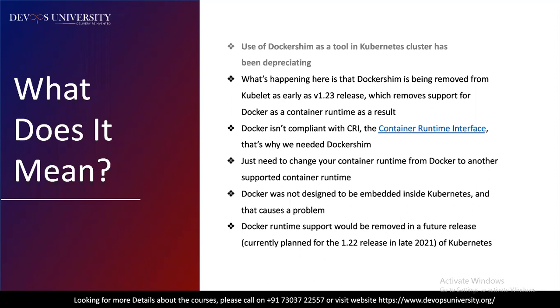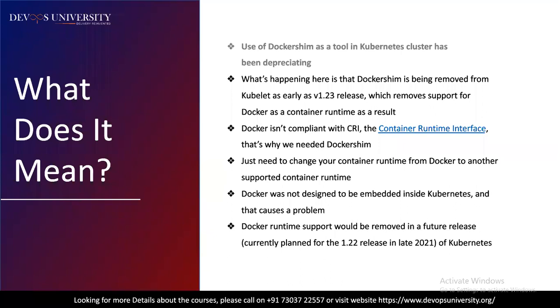So Docker isn't compliant with CRI. Docker is not designed for the container runtime interface. That's why we needed Docker shim, a tool to act as a bridge between these two tools, Kubernetes and Docker. So now Kubernetes has removed the Docker shim support, and soon they would also be removing Docker as a container runtime environment. You just need to change your container runtime from Docker to another supported container runtime.